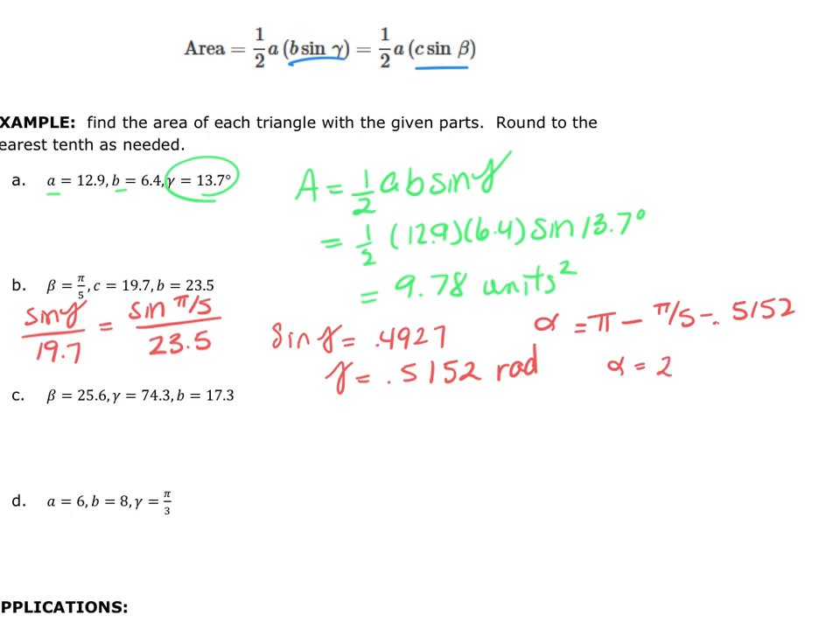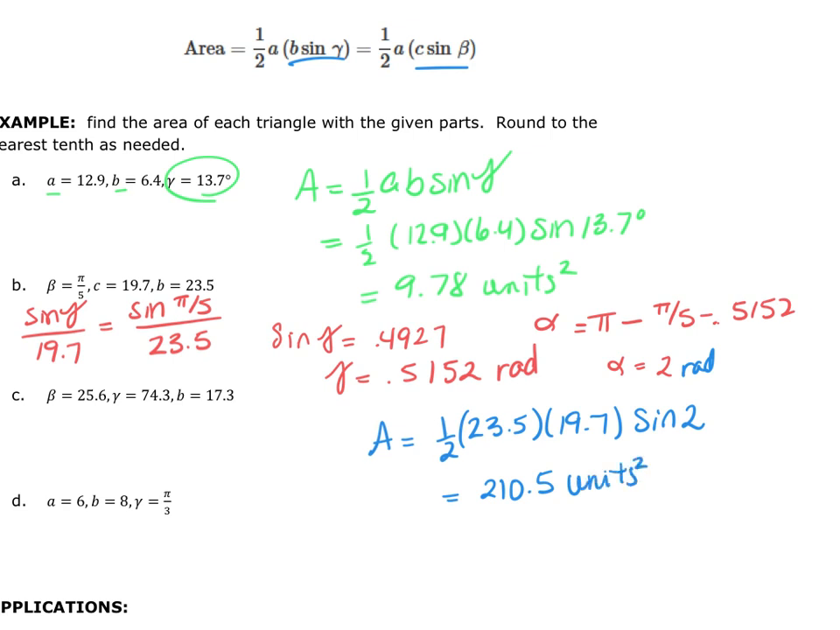Now that I have my alpha, I can go ahead and find my area. So my area is going to be 1/2 my B value, which is 23.5, multiplied by my C value, which is 19.7, multiplied by the sine of 2 radians. This is in radians. And so I'm going to end up with 1/2 times the 23.5 multiplied by the 19.7, and then multiplied by the sine of 2 radians. And I end up with my area being 210.5 units squared.